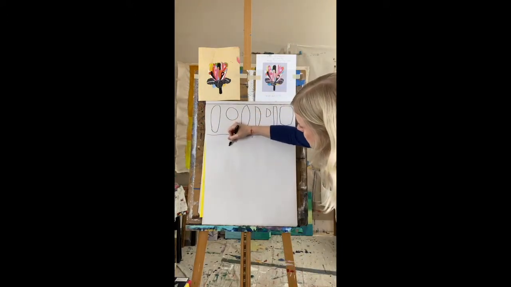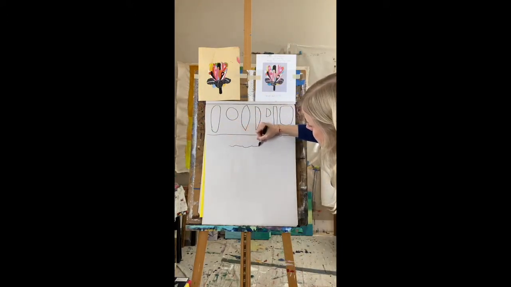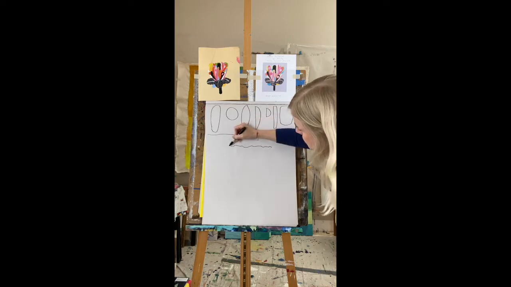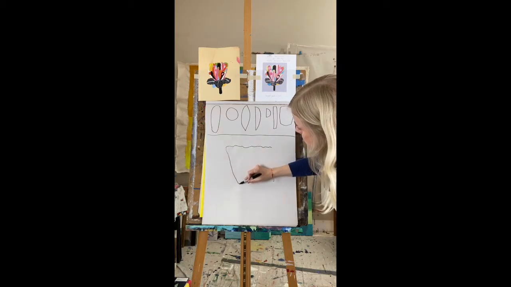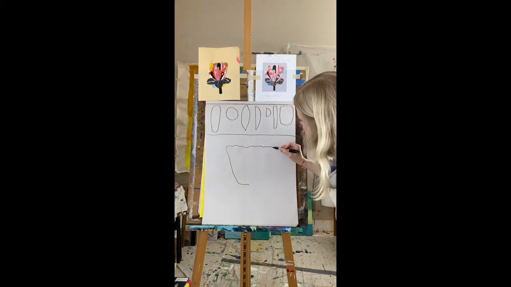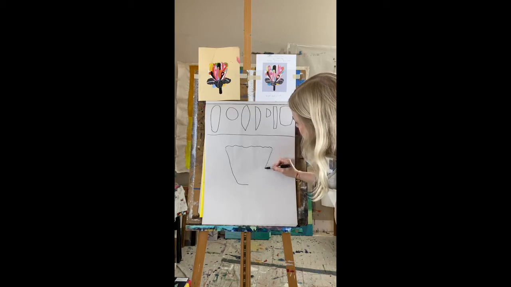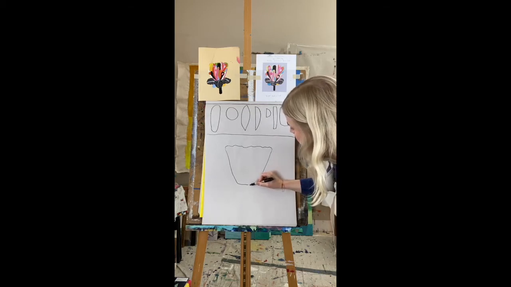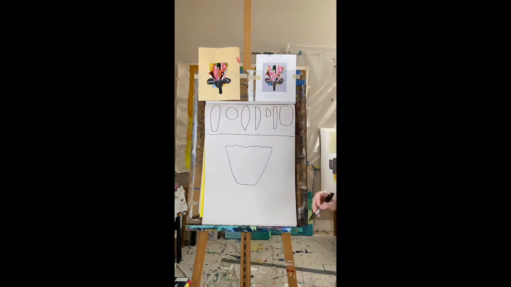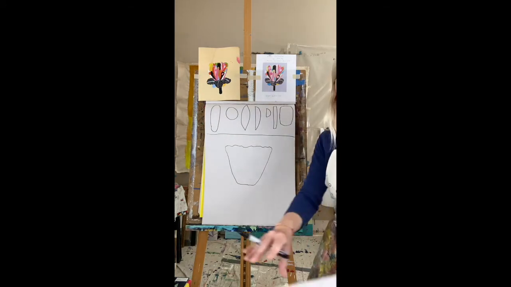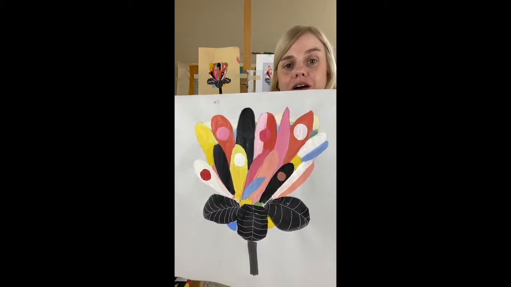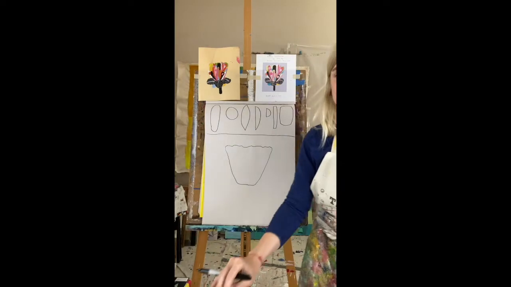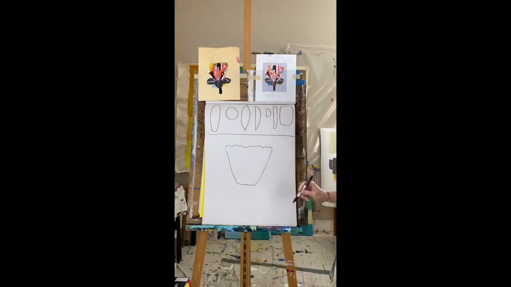So I make it a little bit loose and curvy, and then I come down and make a flat line. Come over here now and make a flat line. And we've got our basic shape that then we can start building everything on from there. Okay, and then I can just start filling in with these shapes.